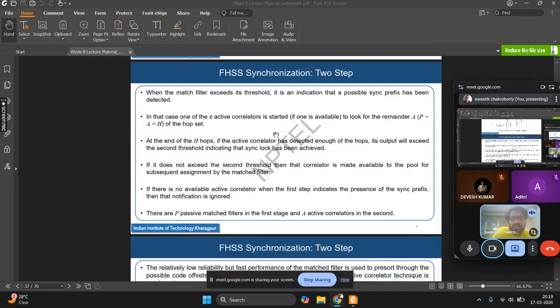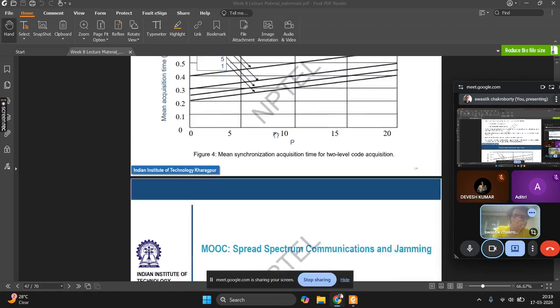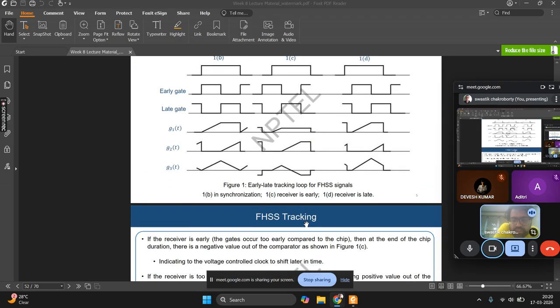So here also in FHSS we implement some sort of early late tracking. There is an early generator and a late generator, and of course there is a VCO, because here the things are done in frequency, not in time. So there is a VCO which controls the early generator oscillator, and there is a VCO which controls the late generating oscillator, and this early generating frequency and the late generating frequency both are combined with the received signal, and they are passed through a band pass filter and an integrator to basically get the correlation value.